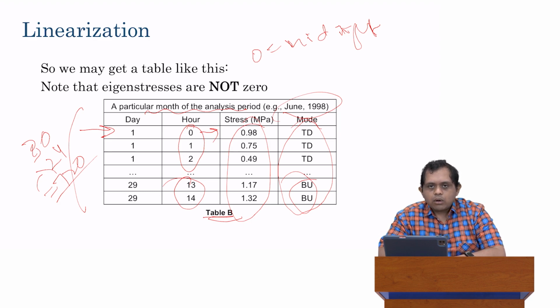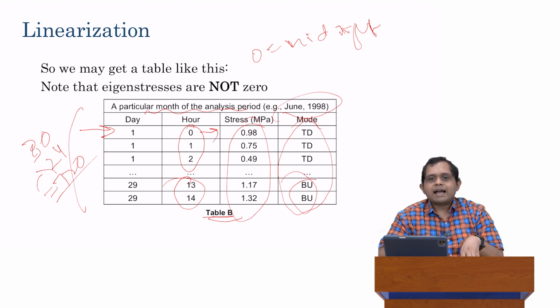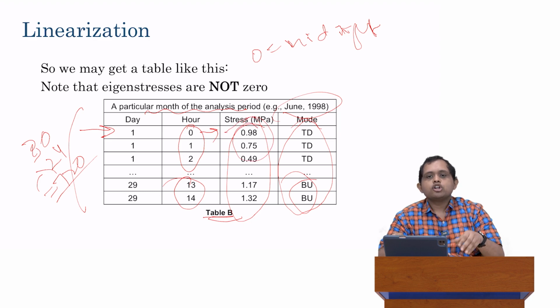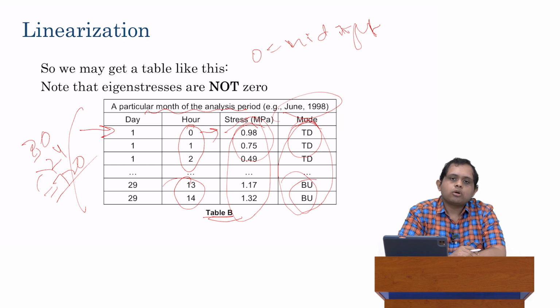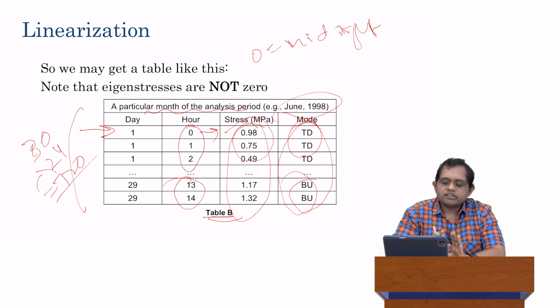So for each hour, for those reference loads, we still haven't used our actual traffic loads. So for those reference loads, for each hour of the month, use ISLAB or the numerical analysis tool, calculate the critical stresses, and note down the critical stresses as well as the mode of the stress, that is, whether it's top down or bottom up. So we call this table Table B.